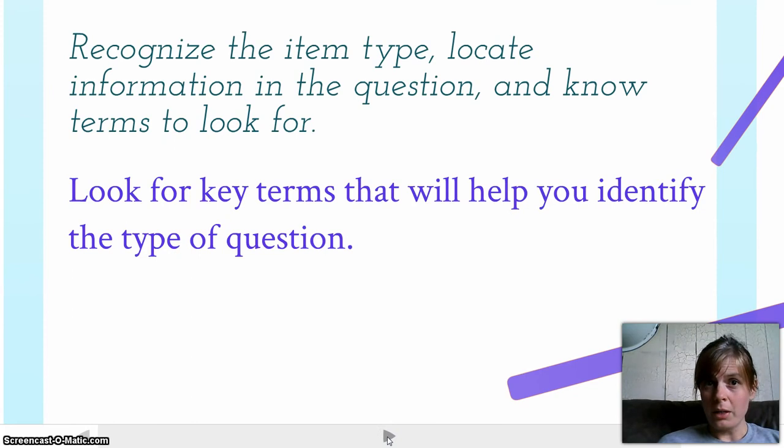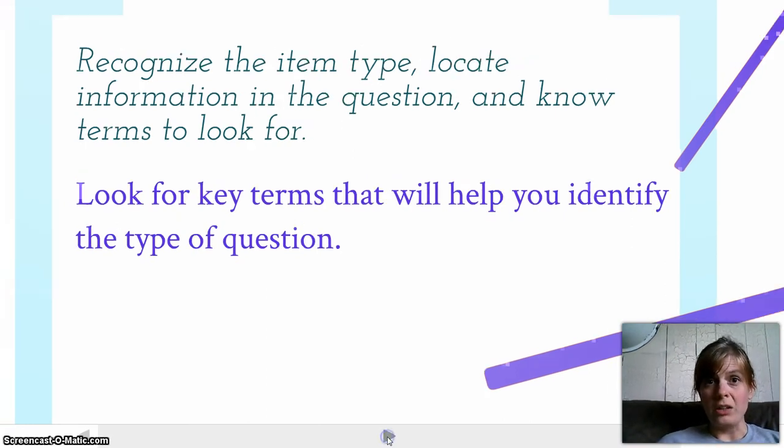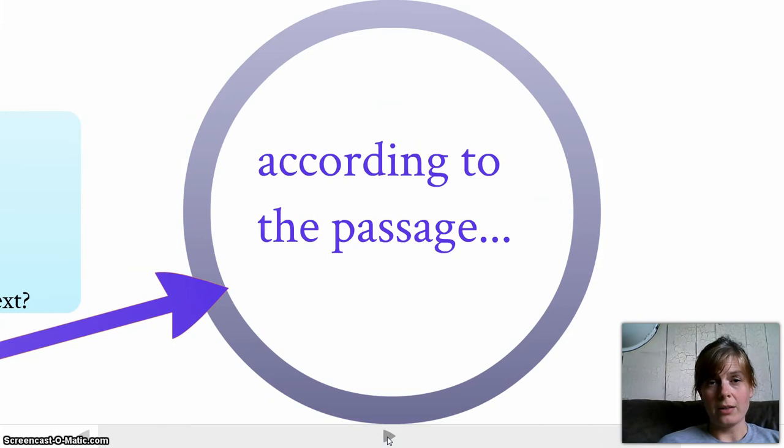Go back for just a minute. Key terms are always important. The second type of question we're talking about here is supporting details. If you're looking for supporting details, you need to look for this one phrase: according to the passage. Most of your supporting detail questions are going to be right there. All you have to do is look back and you literally find it in the passage.